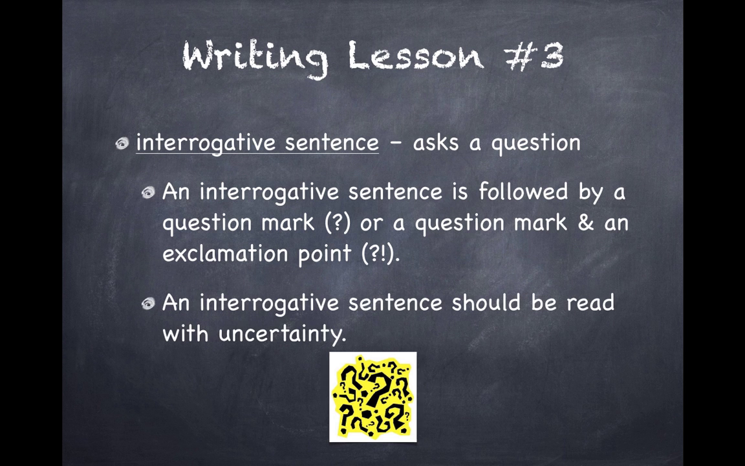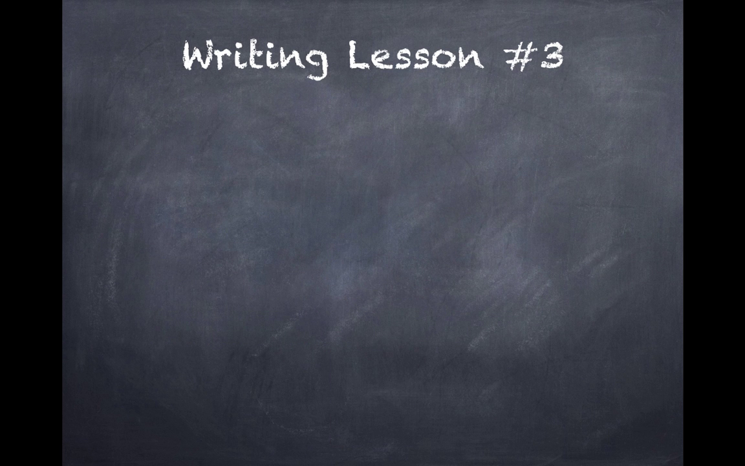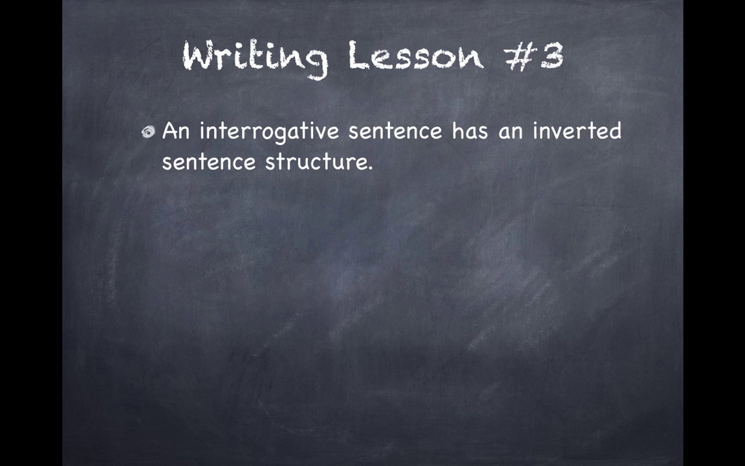Now, an interrogative sentence should be read with some uncertainty, because most of the time you're making an inquiry or asking a question. An interrogative sentence has an inverted sentence structure. The declarative sentence had what we would call a normal sentence structure because it's arranged in a certain way. We have the subject near the beginning with the verb shortly to follow.